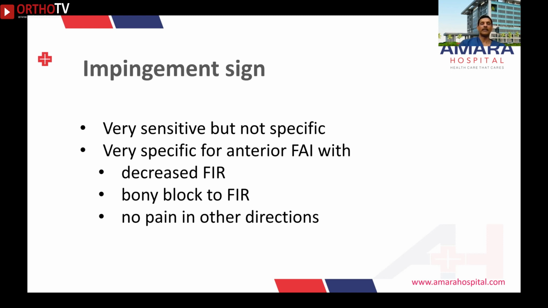Dysplasia, any labral injury, synovitis, arthritis, they all have a positive impingement sign, but it becomes specific when you add a few things. It becomes specific when you have decreased flexion internal rotation, normally about 20 to 30 degrees. Somebody has 0 degrees or an external rotation deformity, and that deformity is from a bony block in the groin area, discomfort in the groin, and there's no pain in other directions. This combination is 100% anterior FAI. So take this one point from me from this talk: if the impingement sign is positive with decreased internal rotation, with a bony block in the groin, and no pain in other directions, that has to be impingement.